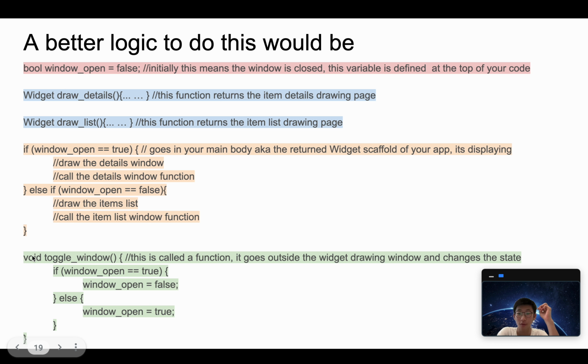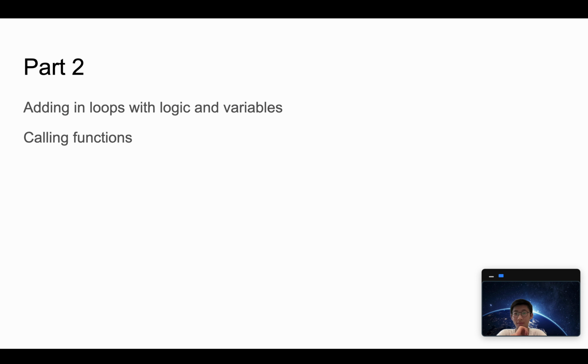And then you have a void toggle window. So when you click a button, it calls the toggle window. If window open is true, it's going to go false, and if it's false, it's going to go true. And then, oh yeah, I kind of forgot, but at the end of toggle window, you have to add set state to tell the Flutter engine to redraw the frame. Okay, so this is the solution to the example. If you have something like that, I'll accept it.